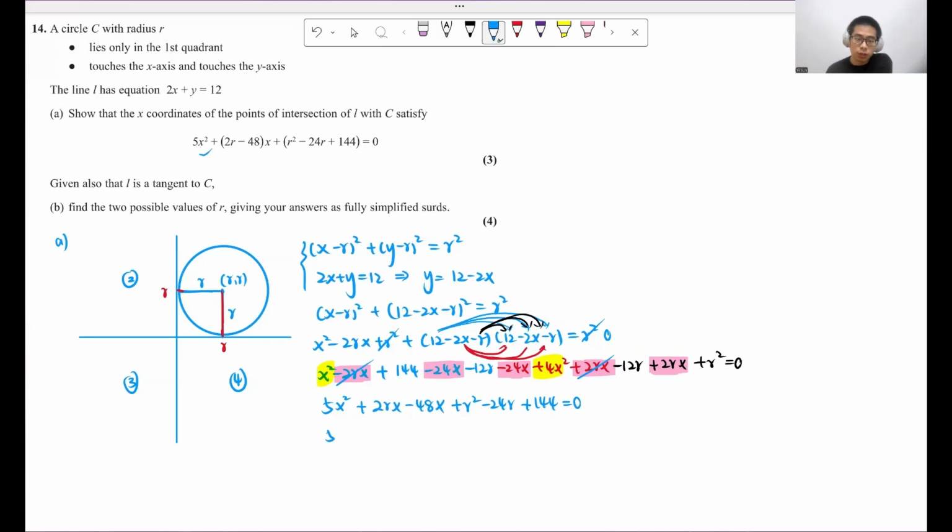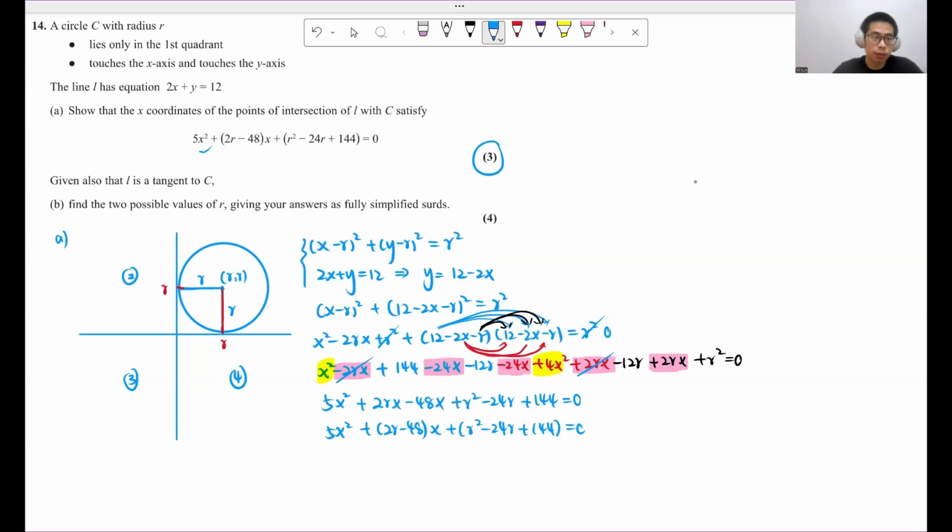If we factorize out the x, that would be (2r minus 48) x. And for the constant term, it's just r squared minus 24r plus 144 equals 0, which is exactly the same. So 5x squared plus (2r minus 48)x plus r squared minus 24r plus 144 equals 0. So part A done.